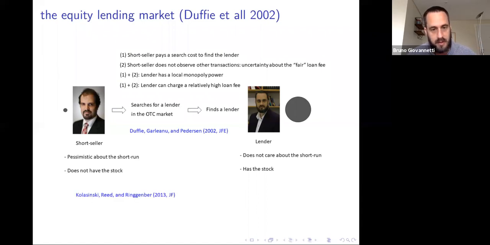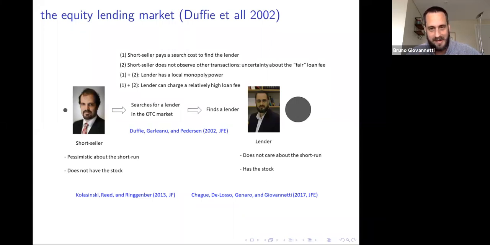One is this one here, which uses more aggregate data to test this prediction. And the other one is my paper with almost all the same co-authors of the present paper, except for Fabio Sereda, who was not there. We use the very detailed Brazilian data from the equity lending market to show that this kind of dynamics does happen in the equity lending market.